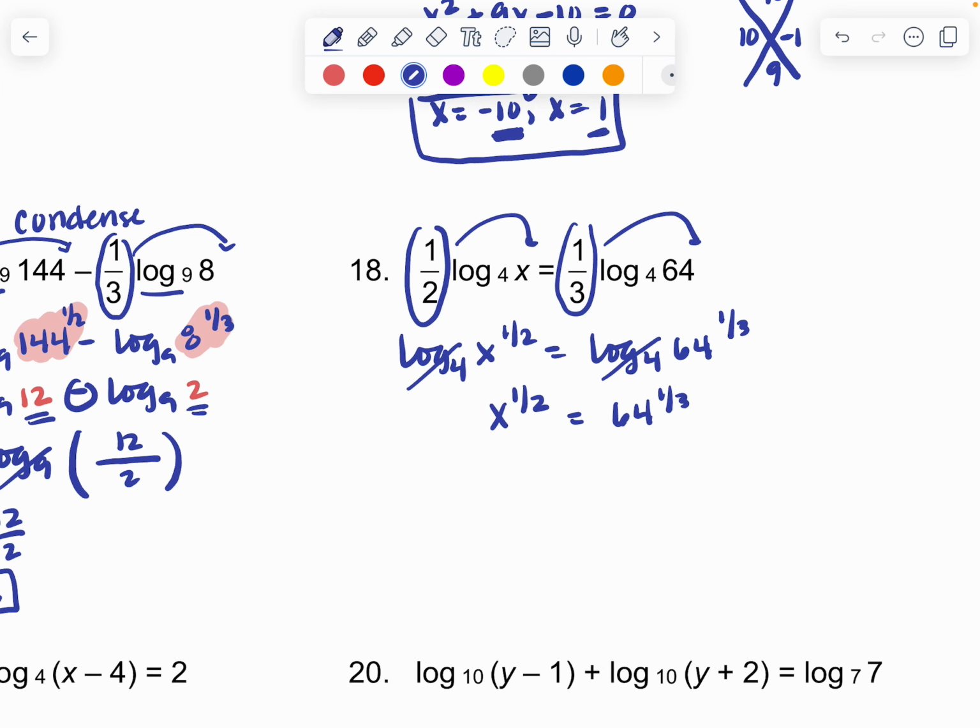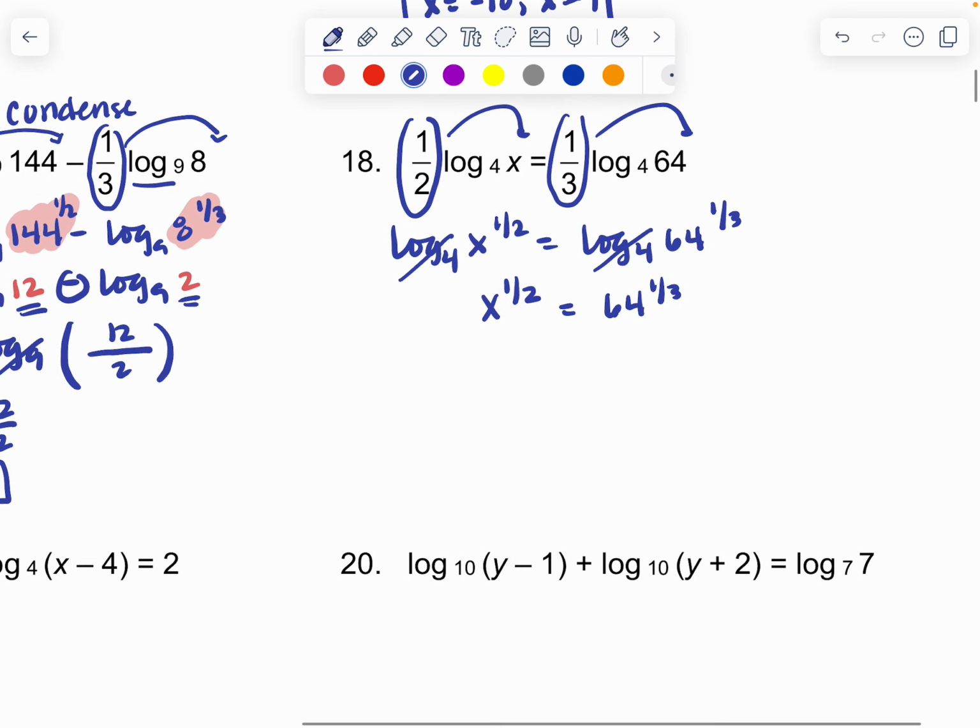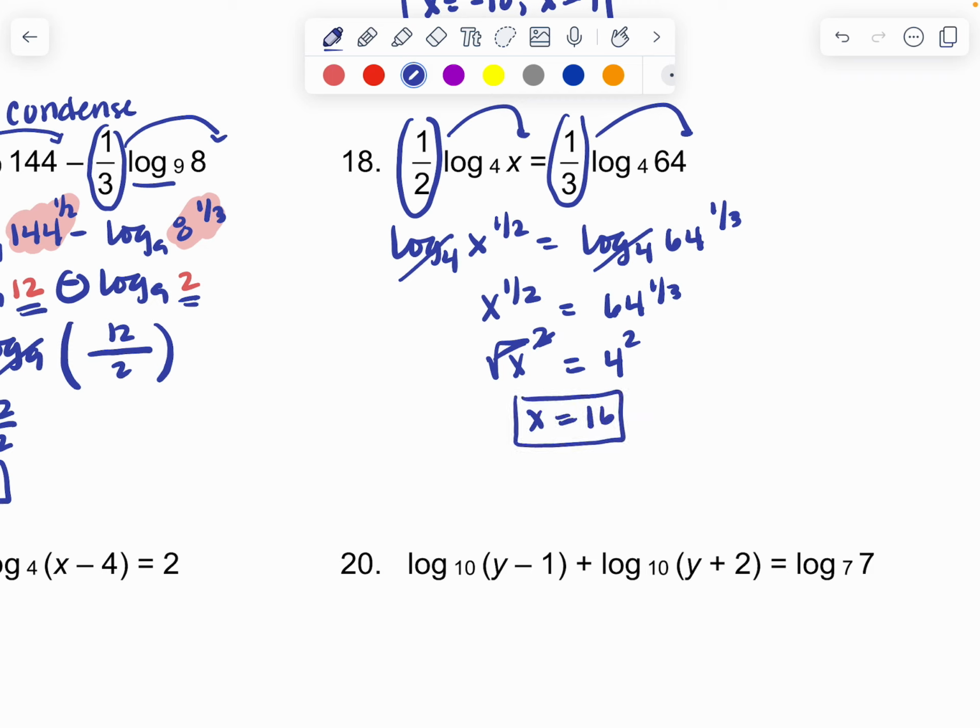Now what does that mean again? Remember, anything to the 1/2 power, that just means the square root of x. Anything to the 1/3 power means the cube root. So the cube root of 64 is 4. And then if I square both sides to get rid of that square root, I'm going to get x equals 16. And you guys, again, remember, this answer must make this number here positive. It does. If I plug in 16, it's still a positive number, so I'm good to go.